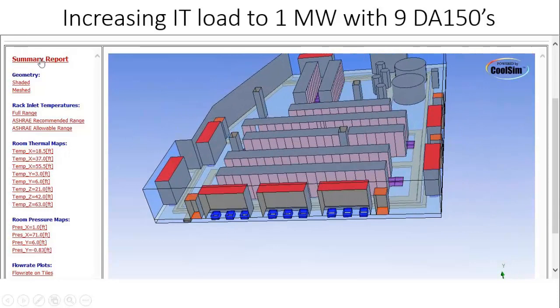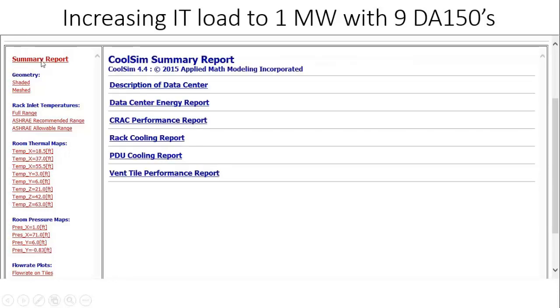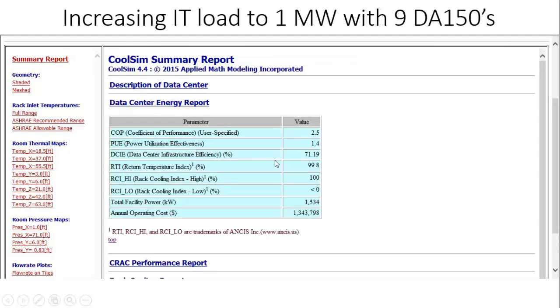Let's first take a look at the summary report, and our energy calculation right here, and see where we are. You see the RTI is 99%. That's pretty good. RCI high is 100%. That's also good. But the RCI low is not registering yet, which means we're way too cold. So these two metrics look good. It looks like we have just about the airflow we need, maybe just a little more, right? But all the units are running full tilt.